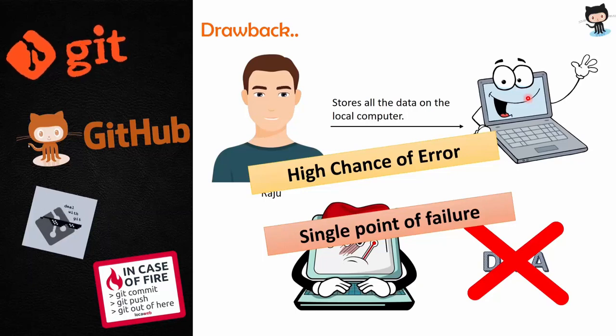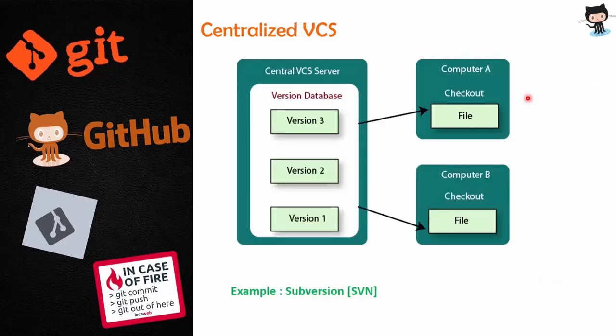So there is a high chance of error and there's a single point of failure, and that is the biggest drawback of the localized version control system. Now, because of this drawback, we have the centralized version control system.